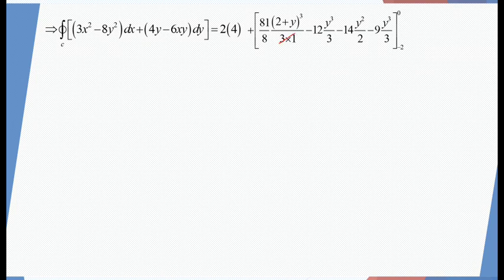this 3 cancelled with 81, 27 times. This 3 cancelled with this 12, 4 times. This 2 cancelled with this 14, 7 times, and this 3 cancelled with this 9, 3 times. And the last one is the 0 minus 27.